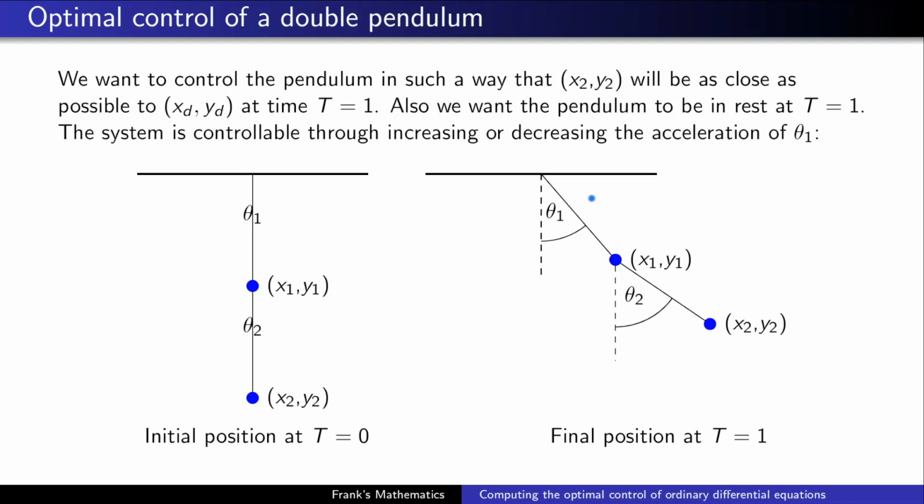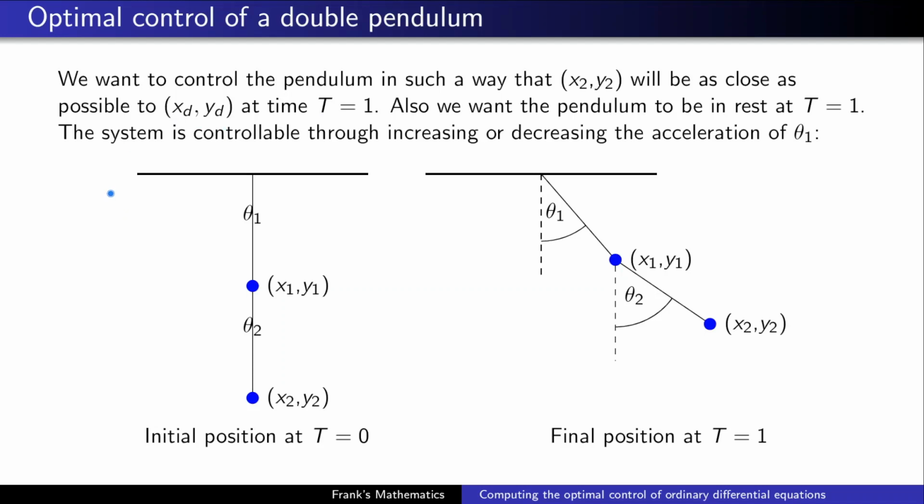So question number 2, check. Question number 1 is, what do we want to control? What do we want to achieve? I assume that we want to steer the system in such a way that its outer point x2, y2 is as close as possible to a desired point at time equals 1. So we want to steer the pendulum using the acceleration, increasing or decreasing the acceleration of theta 1, in such a way that x2, y2 will be as close as possible to xd and yd at time equals 1. So this is our setting. This is what we want to compute, and this is what we want to achieve.